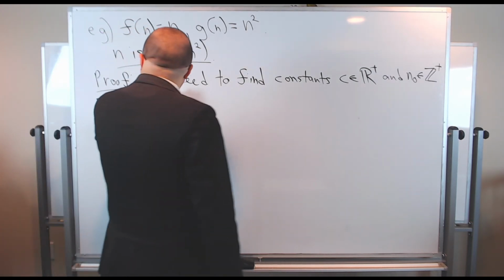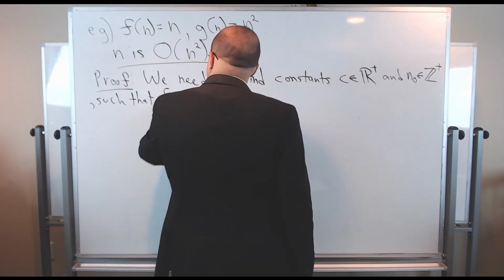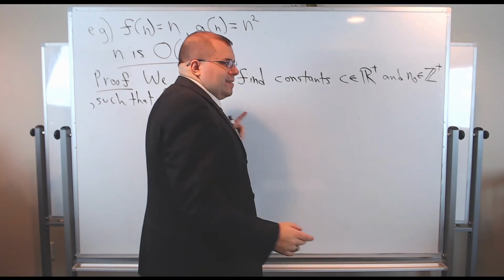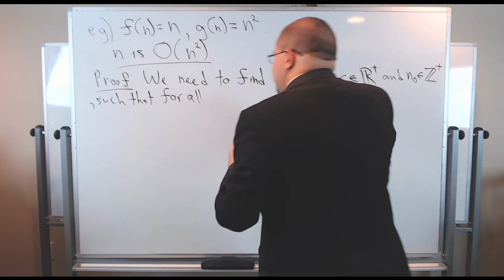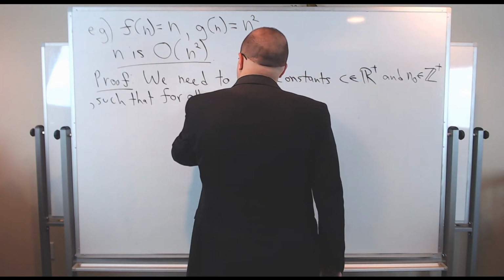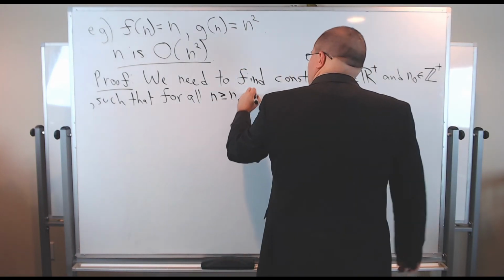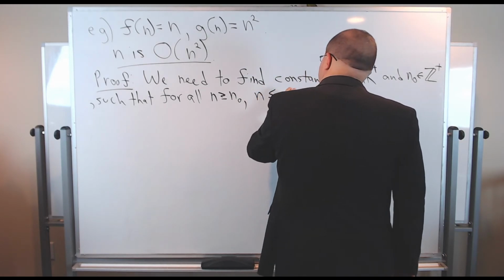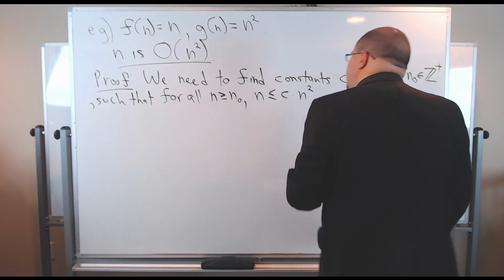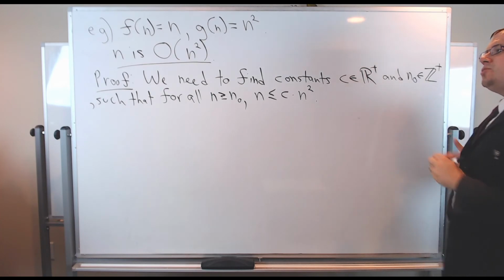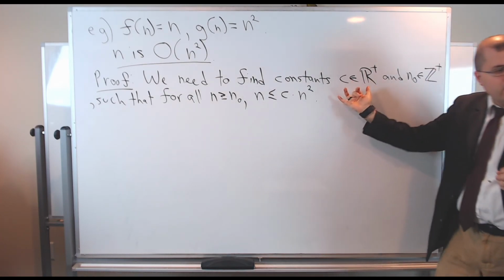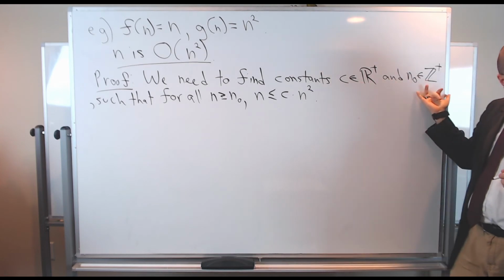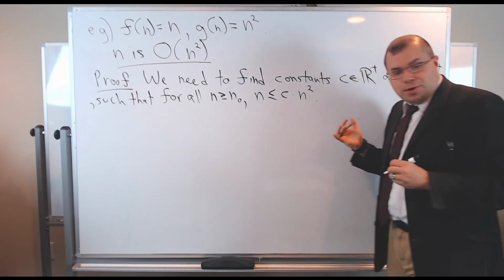for all, make sure you put your commas in. Proofs also have to make some structural sense. Such that for all n greater or equal to n0, n has to be less than or equal to c times n squared. Naturally, this is usually the best strategy I find: you pick an appropriate c, then you find an n0 that works.